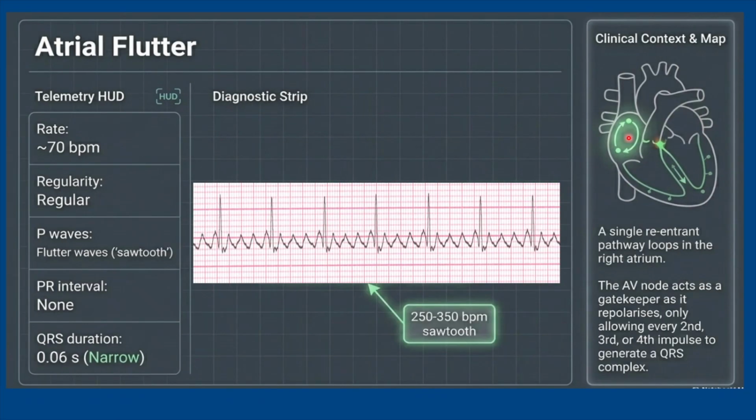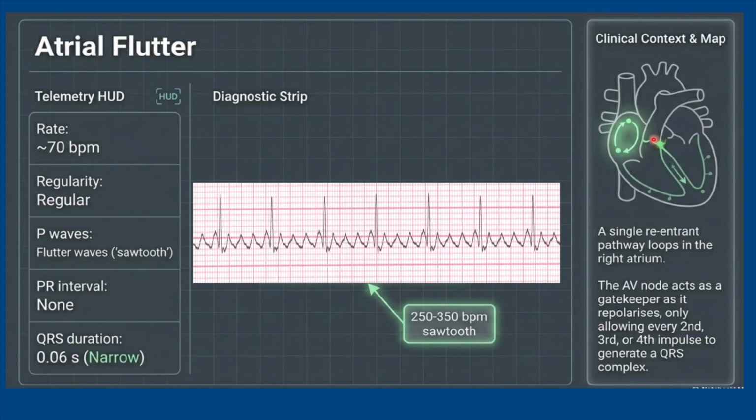In atrial flutter, there is a single reentrant pathway that loops in the right atrium, which generates a very high atrial rate, which could be 300, 350. It's very dangerous if this very high atrial rate is transmitted to the ventricle, because this leads to a very high ventricular rate, which will not give any time for filling of the ventricle and leads to circulation collapse.